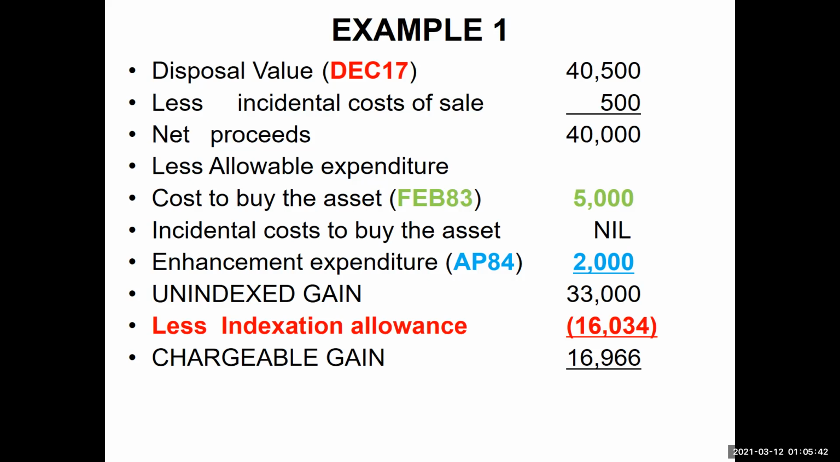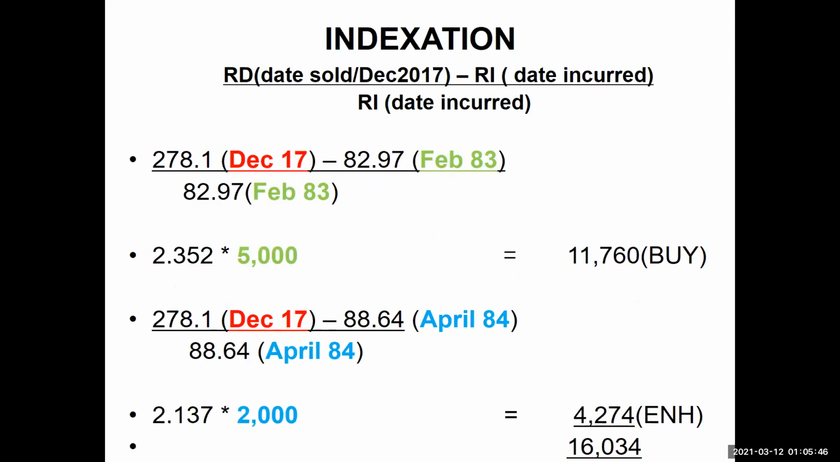Now, how do we get 16,034? First we find indexation on the cost of 5,000. You realize that we have 278.1, subtract 82.97, and then over 82.97. And then what we get is 2.352.